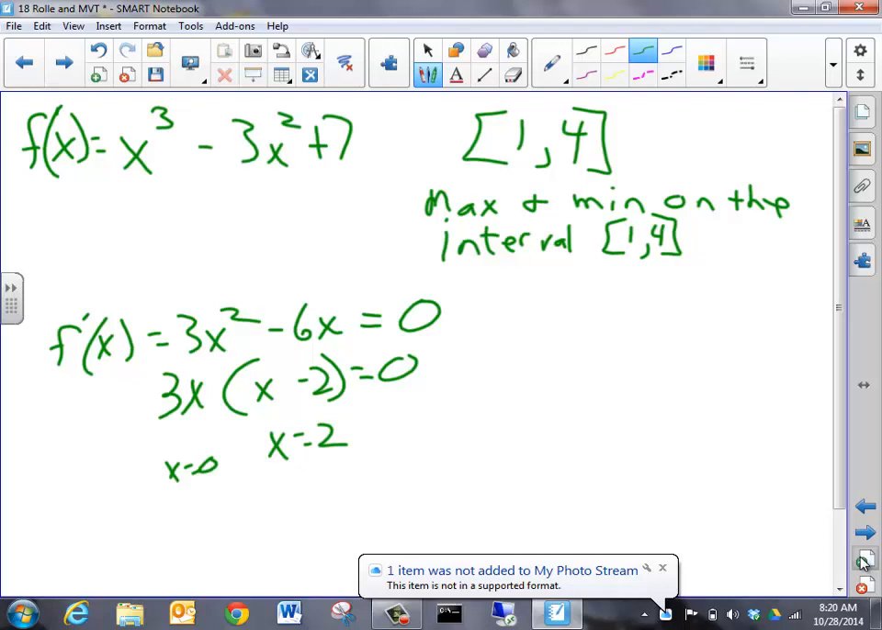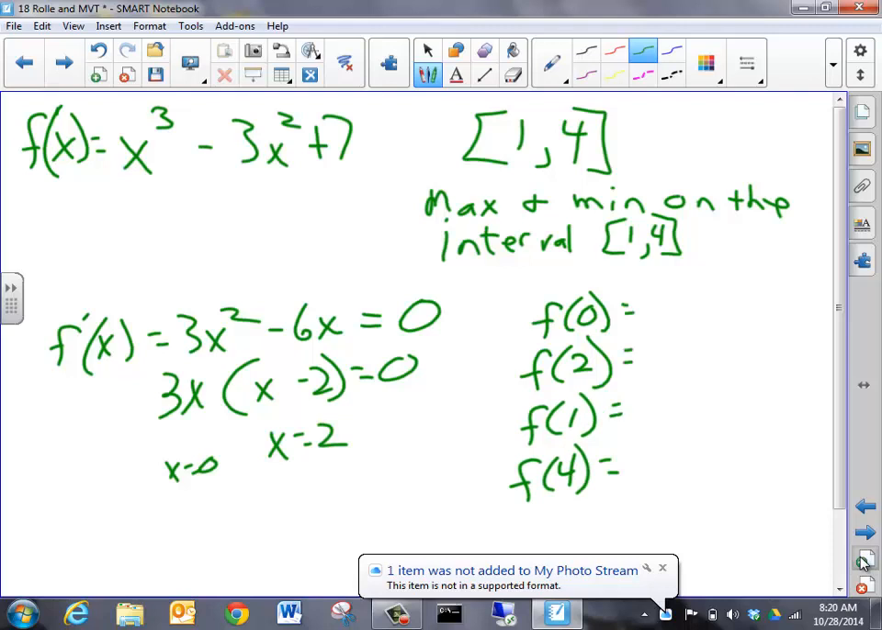Do we have to worry about it being undefined anywhere, Jonah? Why not? We don't have a fraction, so it's going to be defined everywhere. So how do we determine the maximum and minimum on this interval now? Plug them back into the original. So we need to figure out what f of 0 is, what f of 2 is, and the endpoints. We need to find out what f of 1 is and what f of 4 is.